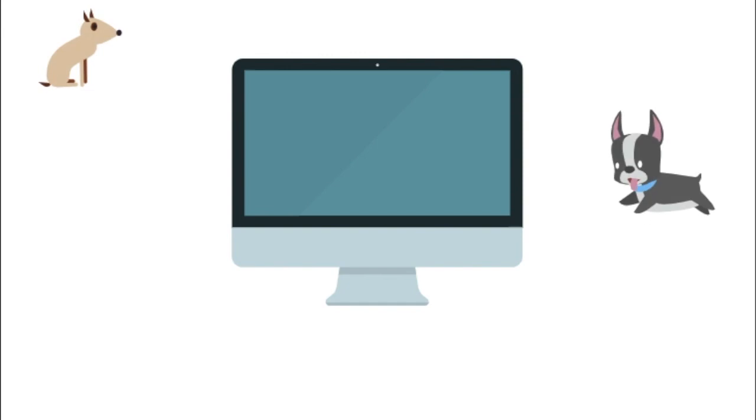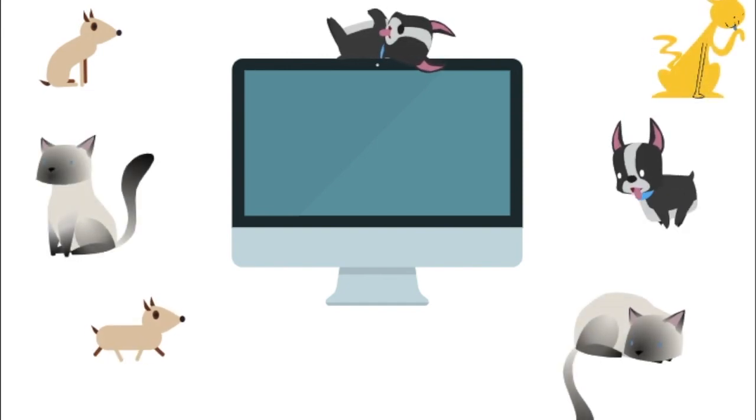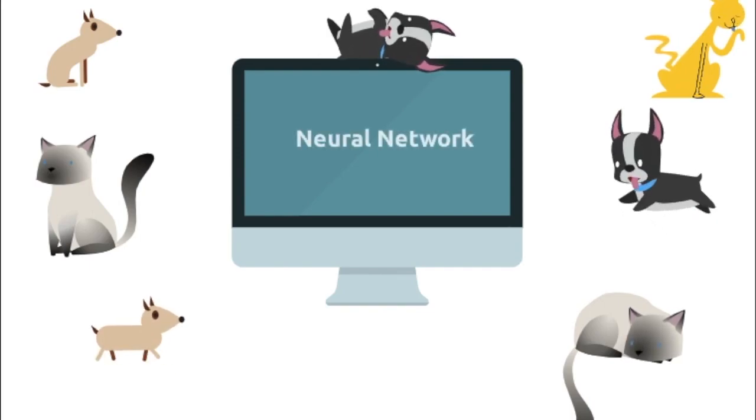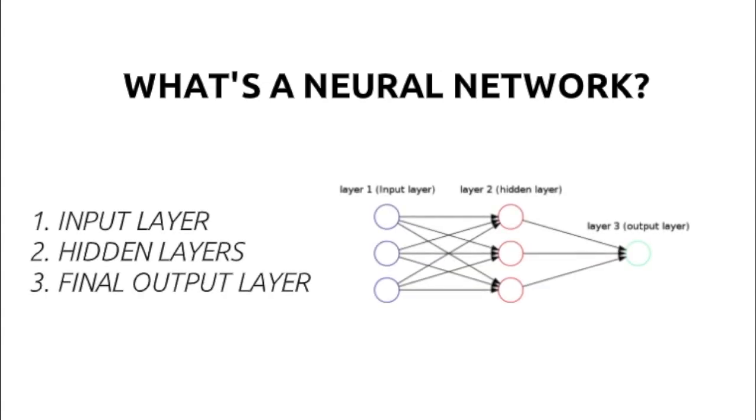By training and testing an algorithm with images of dogs and cats, that algorithm can predict which is which, just like your brain would. One common way to supervise the program to make a prediction is with a neural network. So what's a neural network? It is the algorithm we train to recognize differences and similarities. Neural networks consist of an input layer, hidden layers, and a final output layer.